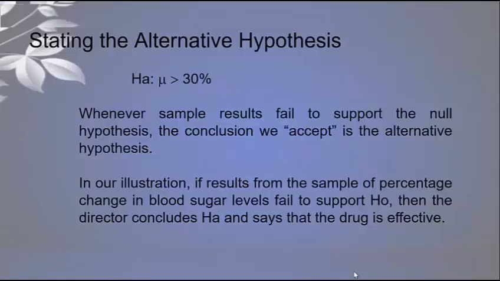So whenever sample results fail to support the null hypothesis, the conclusion we accept is the alternative hypothesis. In our illustration, if results from the sample of percentage change in blood sugar levels fail to support its null, then the director concludes it's the alternative and says that the drug is effective.